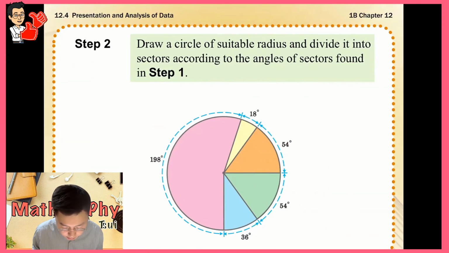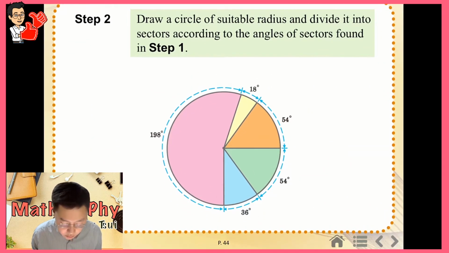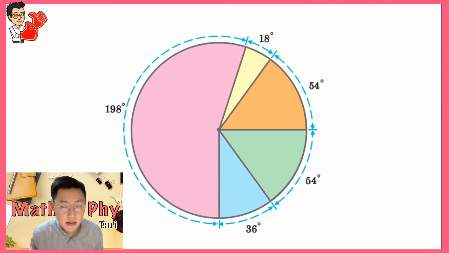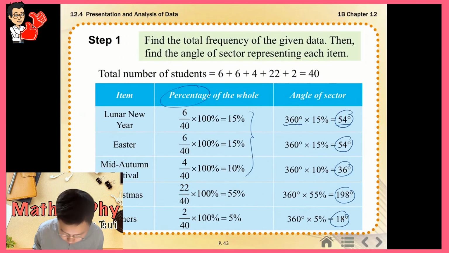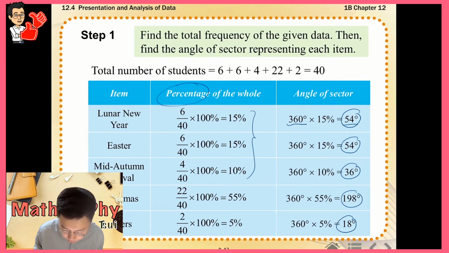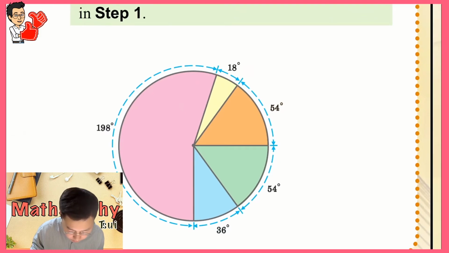And then maybe you can use your protractor to construct this pie chart, at least this one. Okay, for example, for the Lunar New Year, it is 54 degrees. So you can construct this one. This one is 54 degrees, and then for another.